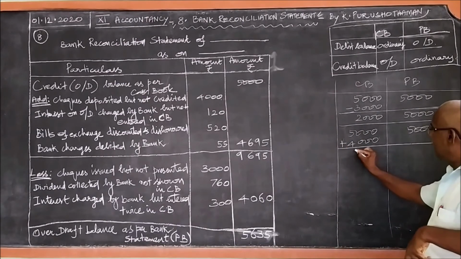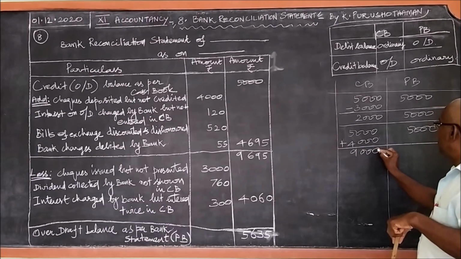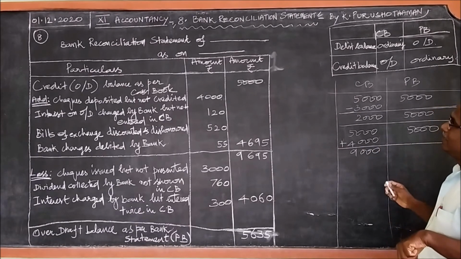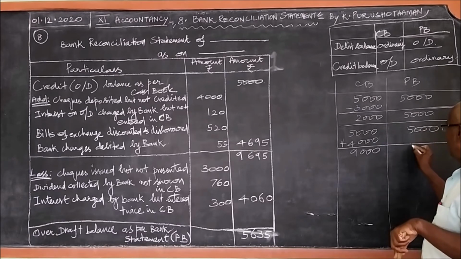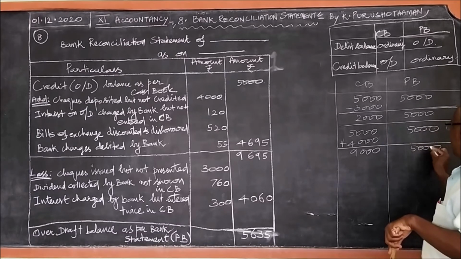So the balance will increase to 9,000 rupees, but it is not credited in the passbook or in the bank. Therefore, the balance will remain the same.